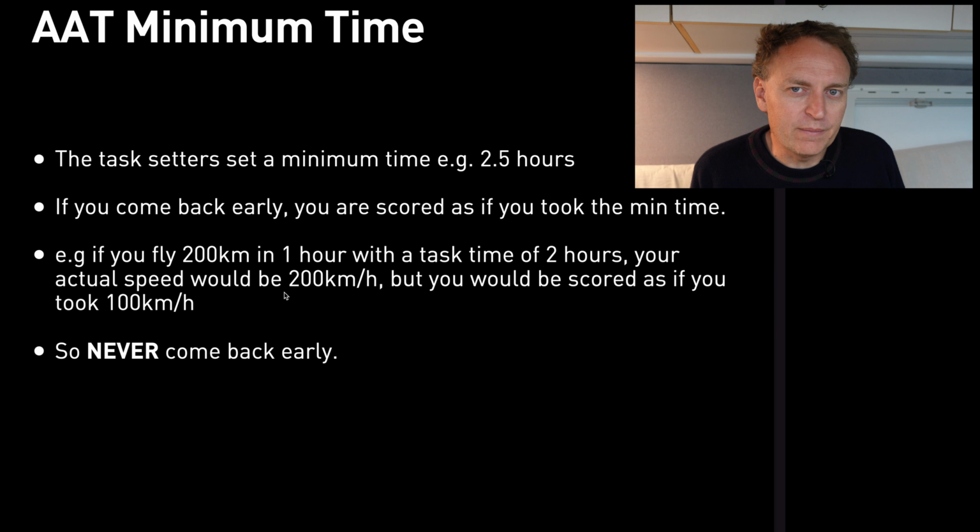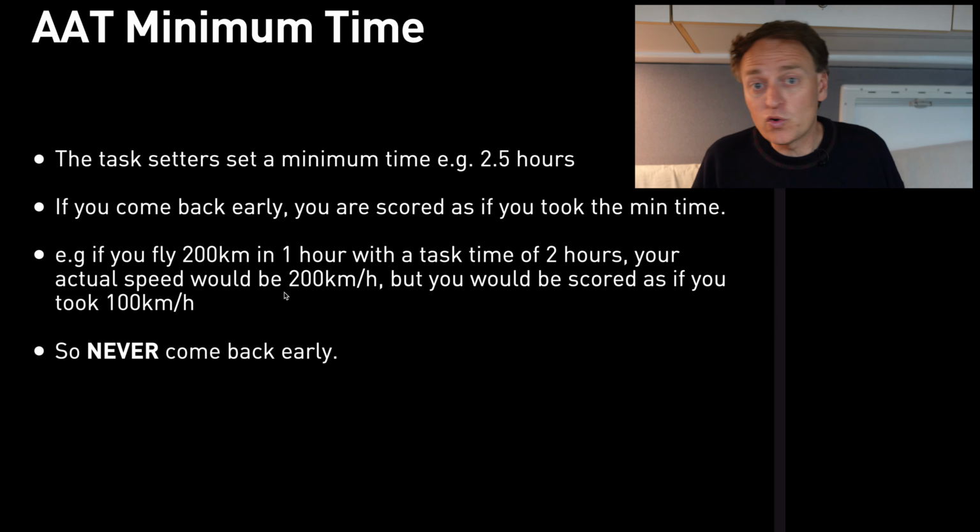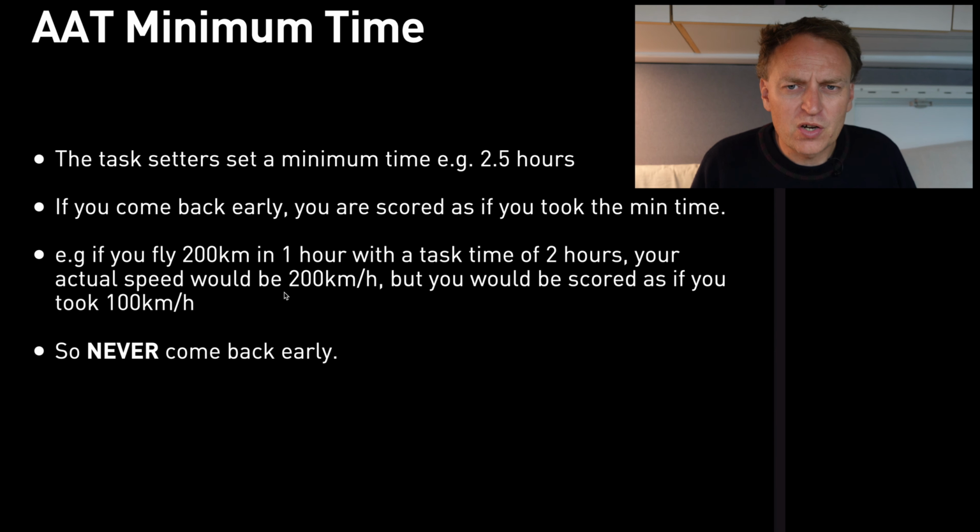If you come back early, you are scored as though you took that minimum time, which has the effect of giving you a slower speed overall. Here's an extreme example. If you fly 200 kilometers, but you do it in 1 hour, but you have a task time of 2 hours, your actual speed would be 200 kilometers an hour, but you'd be scored as though you'd flown 100 kilometers per hour. So the key takeaway from that is you never want to come back early because you are penalized if you do.